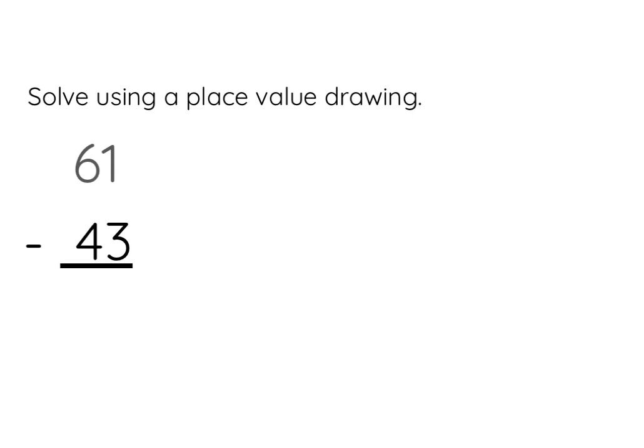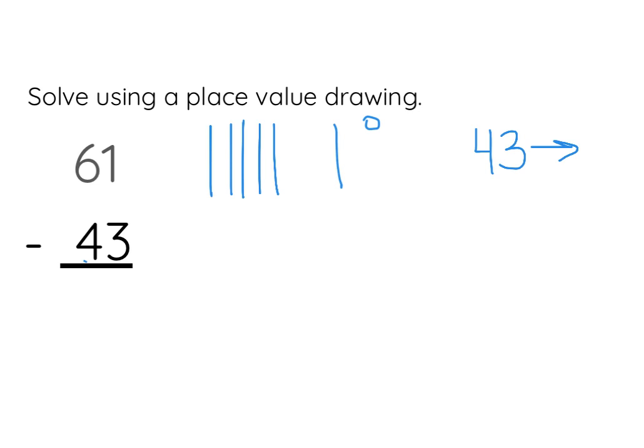Let's try another one. All your base 10 blocks up and build 61. Remember, make sure you're pausing the video so you can build it and draw it before we solve it. So there's 61. We're going to subtract 43. So in your mind or on a hundreds chart, think 43's next 10 is 50. So that's what I'm going to subtract.